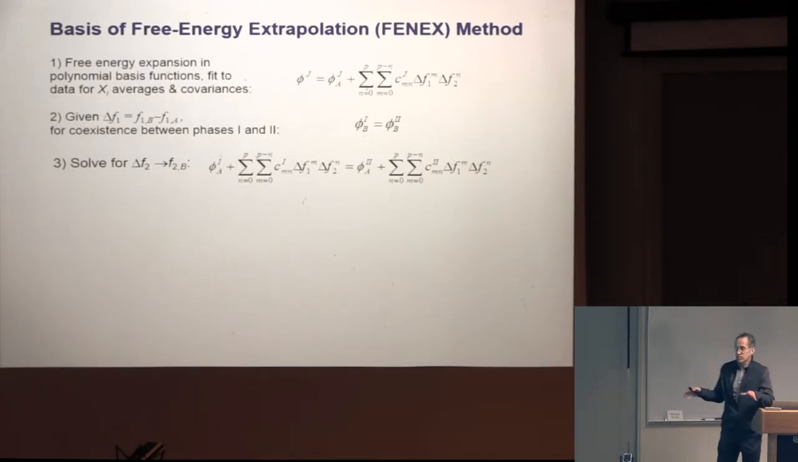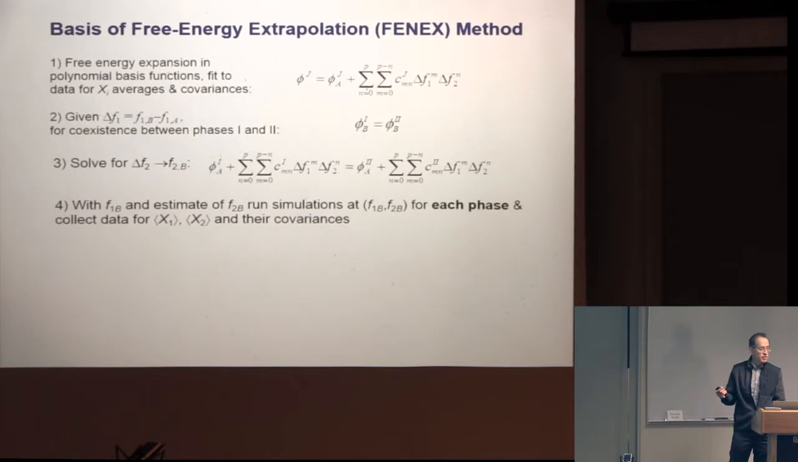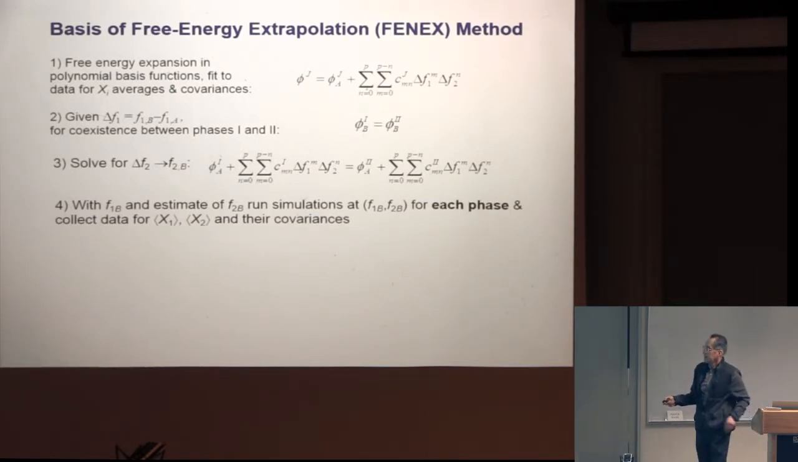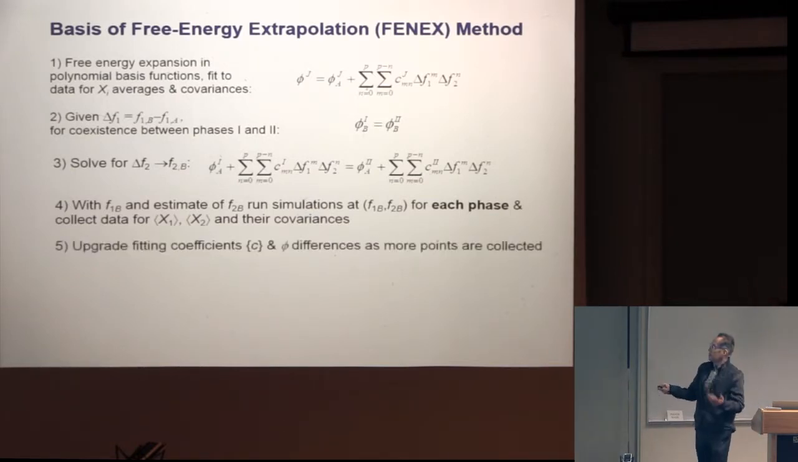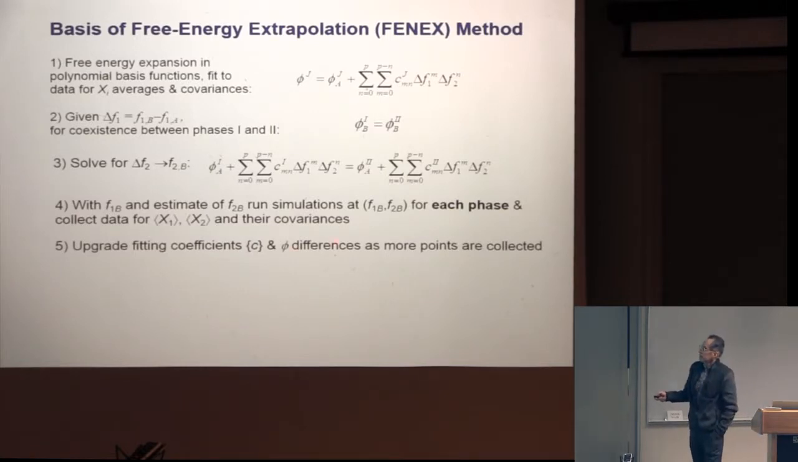So I just need to solve this equation for delta F2 that produces the value of F2 at coexistence conditions at point B. Knowing that, I can run simulations at point B, and from those simulations I can collect data for the averages and the covariances of the X properties. Once I have that, I can refine my estimates of the coefficients of the polynomial fit and the free energy differences, for example.